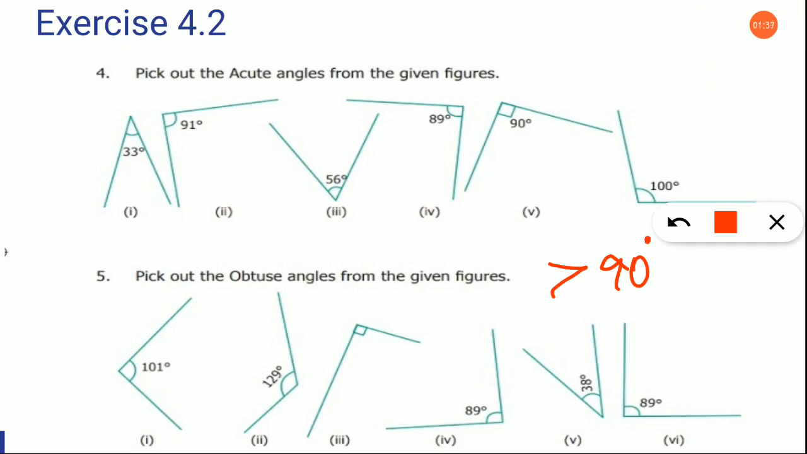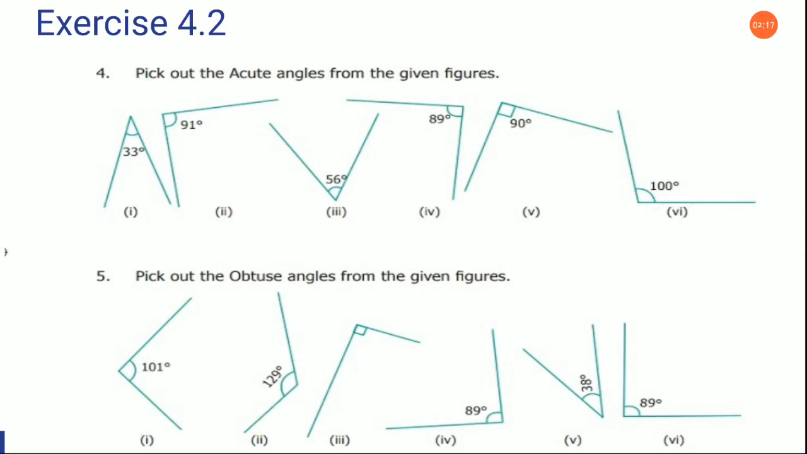Now first one is 101. It is greater, right? Yes. Next one, 129. It is also greater than 90. Third subdivision, they did not give you the angle directly. Instead, they are marking it like this. It means it is a right angle. Okay. Next, fourth one, 89 degree. It is not a obtuse. And then 38 degree is also not greater than 90. So it is not obtuse. And then sixth one is 89 degree. It is also not obtuse angle. So the subdivision 1 and 2 are obtuse angles.